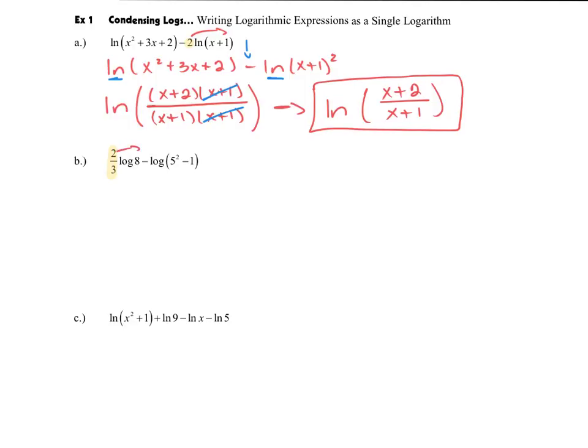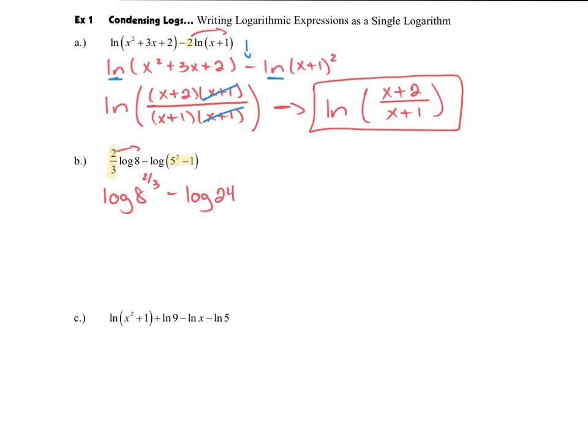I would also like to simplify this 5 squared minus 1. There's no reason to leave it like that. So we're going to do a couple things at once. So I'm going to say I have log of 8 to the 2/3 minus log, and just simplifying that, I'm going to have 25 minus 1, or in other words, log of 24.